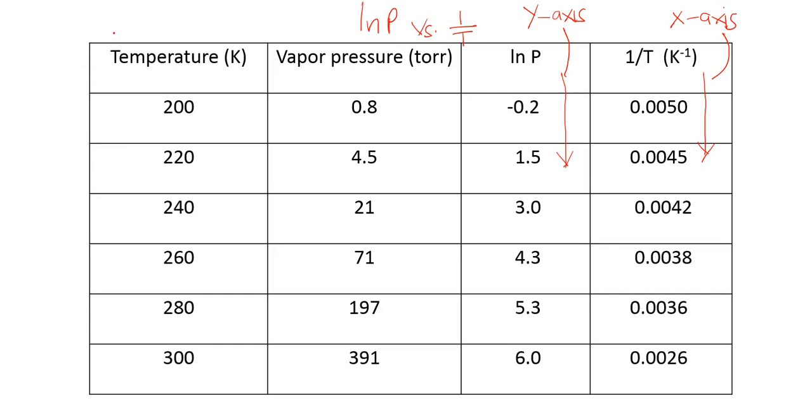Our delta H, which is the enthalpy, will be given by negative R times the slope of this graph. So we'll come back to that when we find the slope. Now this is the data. Let me show you what we are going to do with the data on the graph.